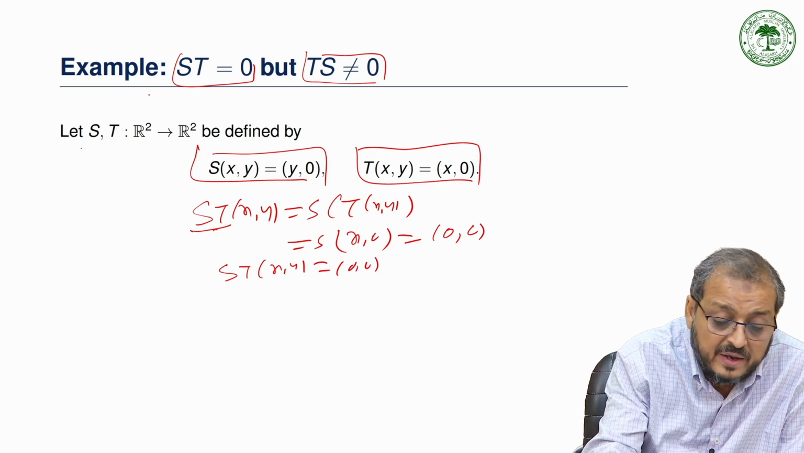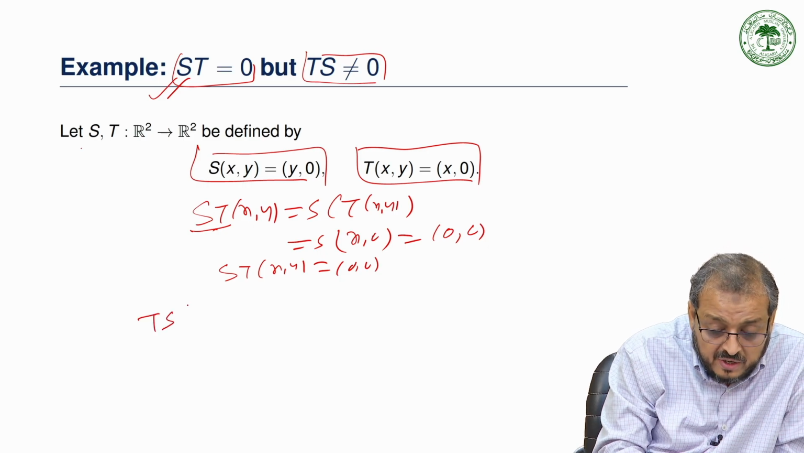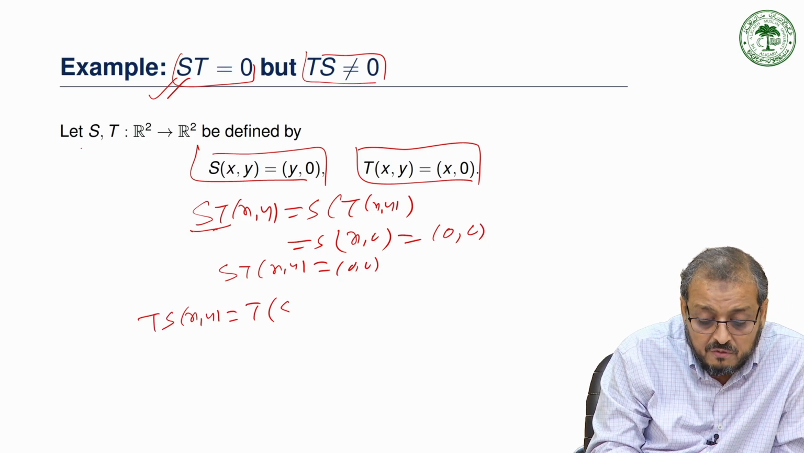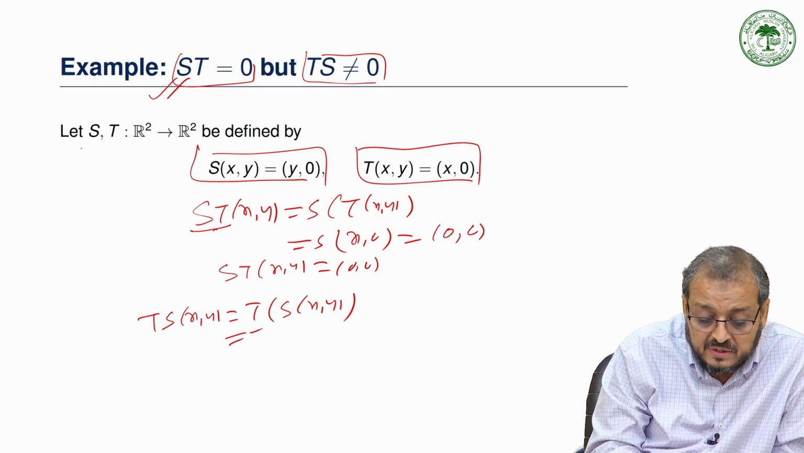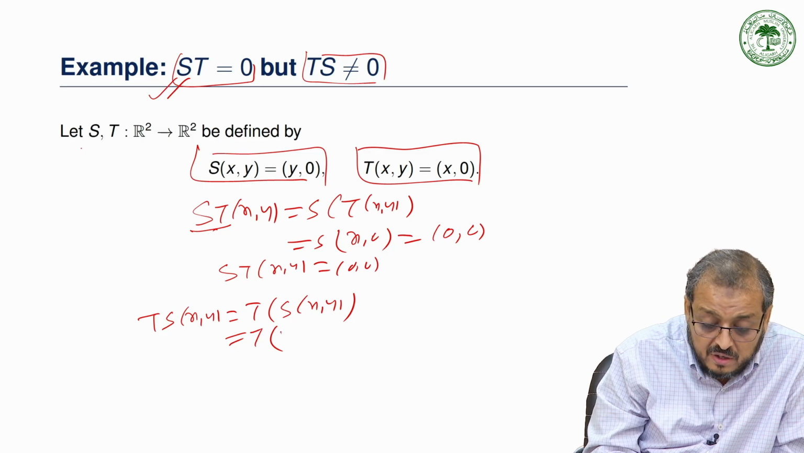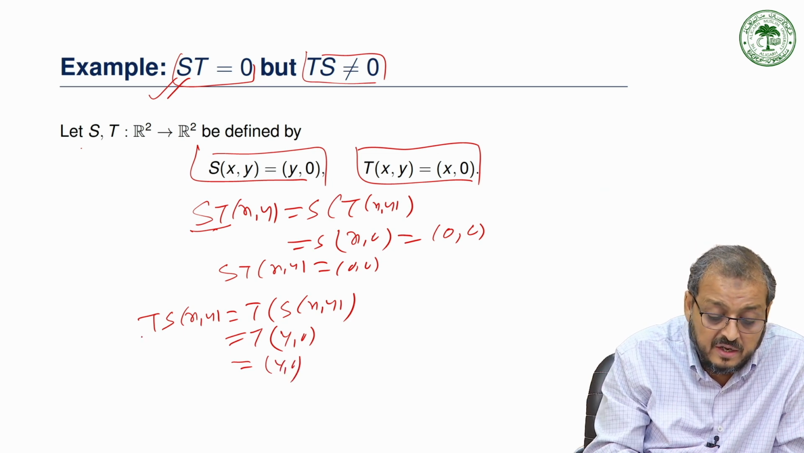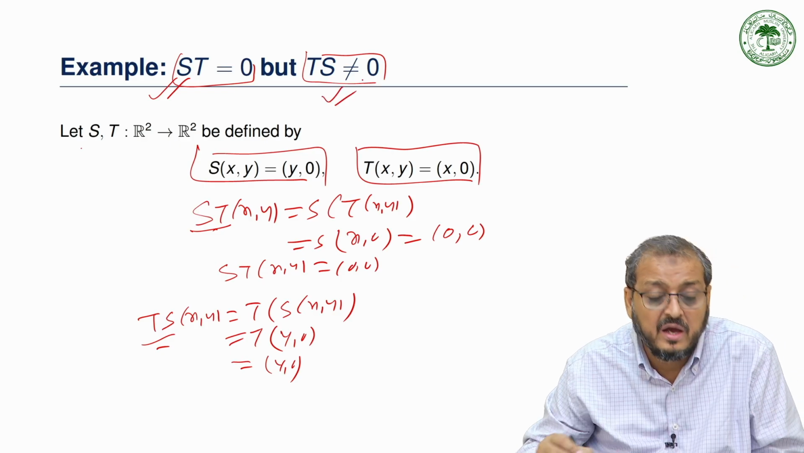So this means S of T is clearly equal to 0. Now we can calculate T of S of x and y, which can be written as T of S of (x, y) is equal to (y, 0), and this is again (y, 0). So clearly T of S is not equal to 0, but S of T is equal to 0.